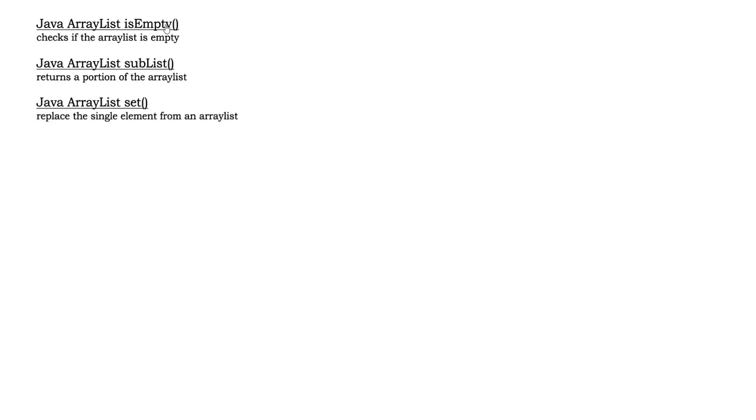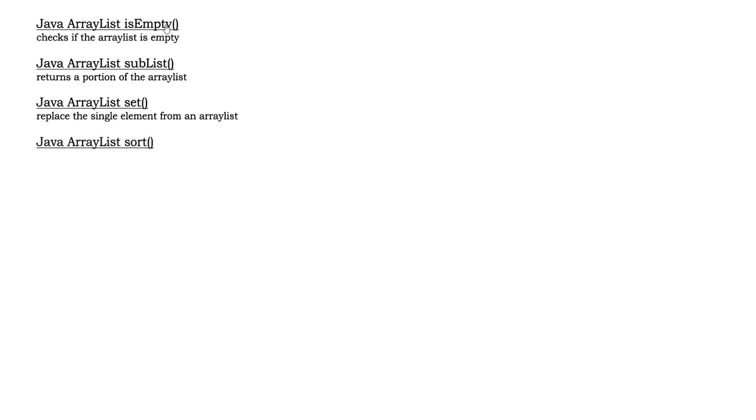Set method. It replaces a single element in an array list. Suppose there is a value that you want to replace. At that time, you can use the set method and provide the index and the value for that particular array, and it will replace that particular element with the newly updated one.